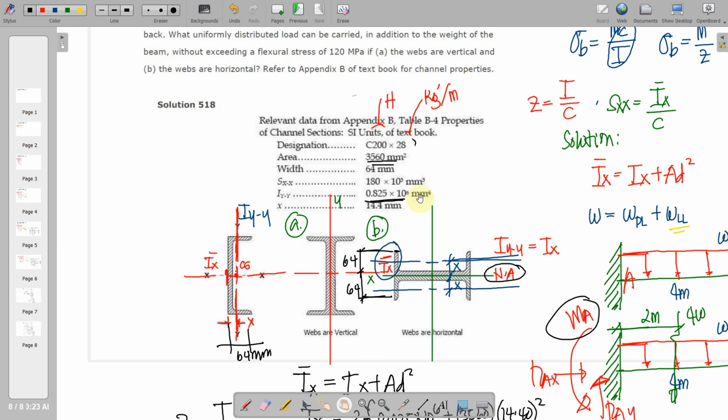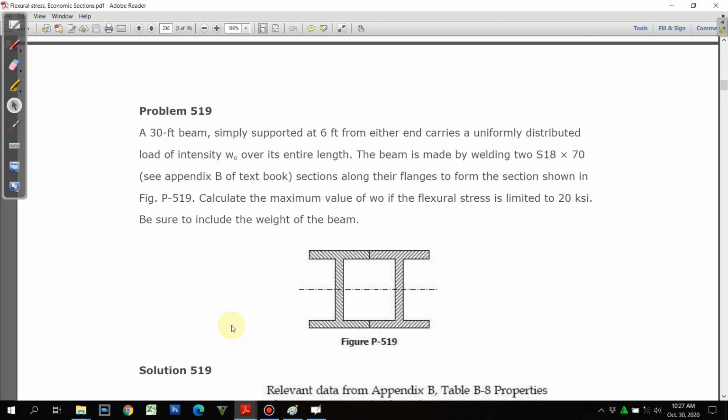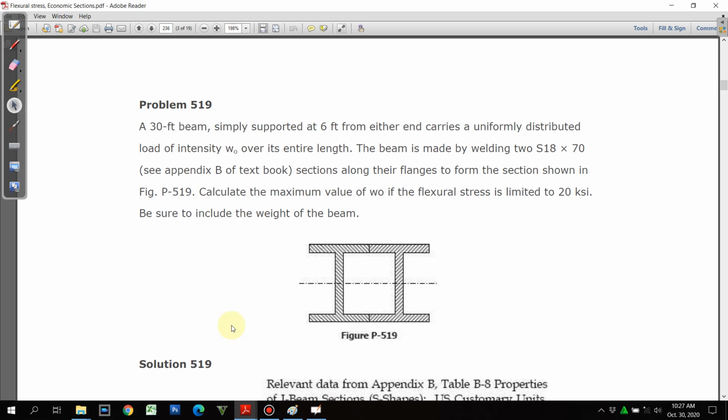So anyway, these data are given in the table. So with this, let us try another example. Okay, so let us try this example. So this is a combination of two flange section, or we have S18 by 70. We are going to calculate the maximum value of WO if the flexural stress is limited to 20 kips per square inches. So we make sure to include the weight of the beam.